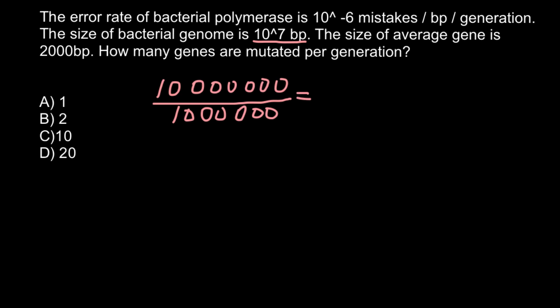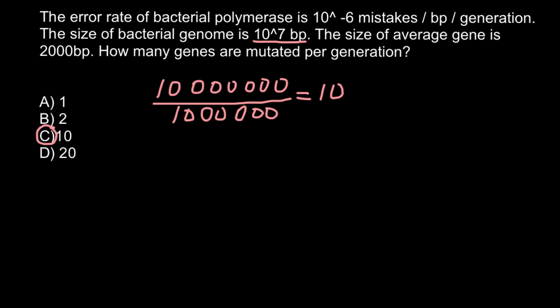And as you see, we are going to get 10. As I explained at the beginning of my video, when we reduce this number tenfold, when we reduce this number also tenfold, we are going to get the same answer as before. And this is answer C. And as I explained earlier, the number of base pairs per one gene is not important.